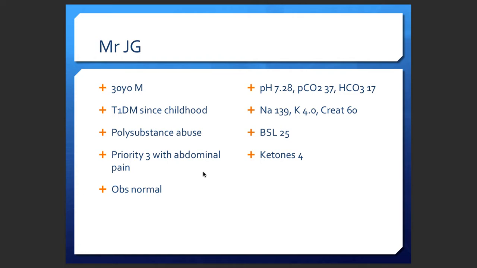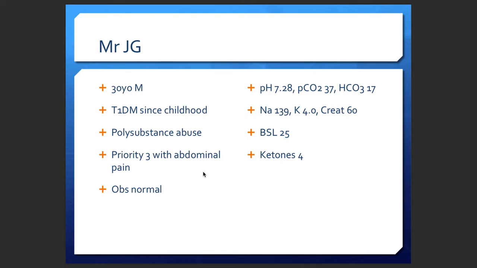with abdominal pain, and when you try to see on an observation basis, it's normal, okay, but see the ABG. On the ABG, you notice the pH is acidotic, in fact, like 7.28. PCO2 is 37, and the bicarb is 17.